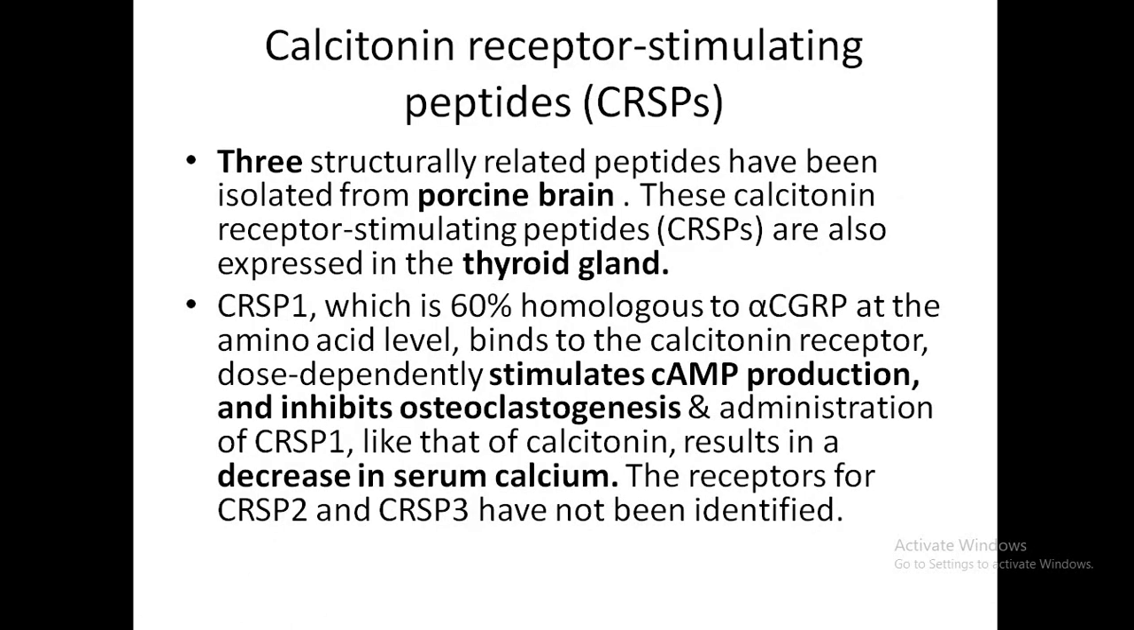Coming to the CRSPs, there are 3 structurally related peptides. They were isolated from porcine brain, and they are expressed in the thyroid gland, actually. CRSP1 is 60% homologous to alpha CGRP, and it binds to the calcitonin receptor, and in a dose dependent fashion it stimulates cyclic AMP production and inhibits osteoclastogenesis. So like calcitonin, it results in a decrease in serum calcium when it is administered, and the receptors for CRSP2 and CRSP3 are not identified.